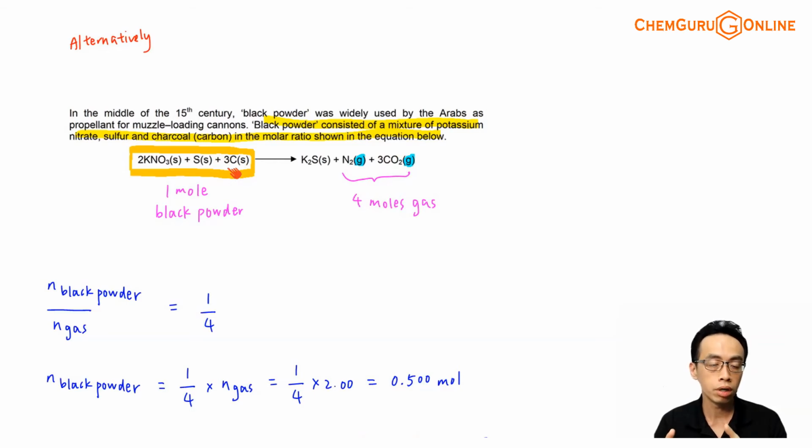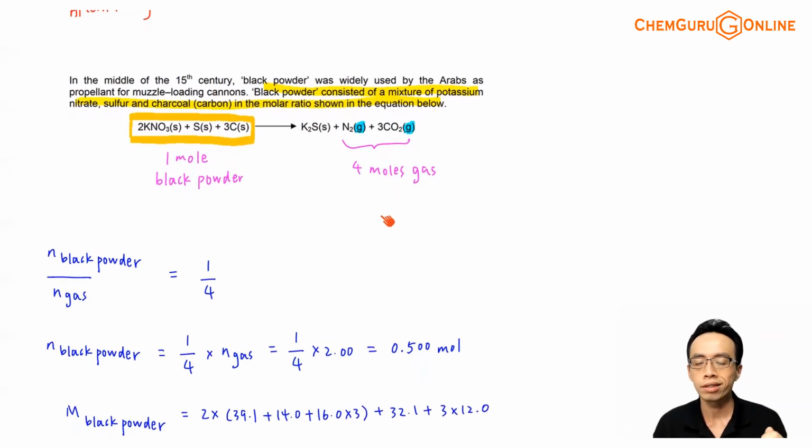So now the mole ratio is different from what we have done previously. What we do is we just treat this whole bundle as 1 mole of black powder. So 1 mole of black powder will give me 4 moles of gaseous product. The products will still be the same. It will be nitrogen and 3 moles of CO2, correct?